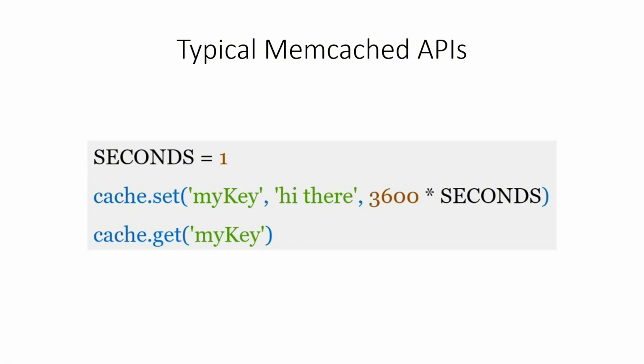Interaction with cache servers is simple because most cache servers provide APIs for common programming languages. The following code snippet shows typical Memcached APIs. Here we could see set and get operations.